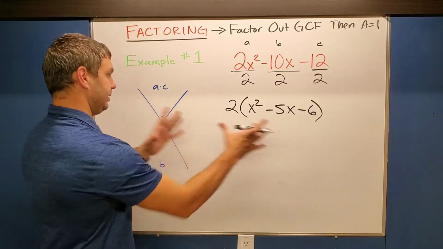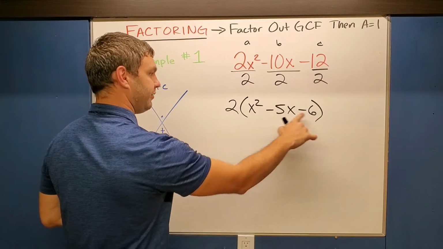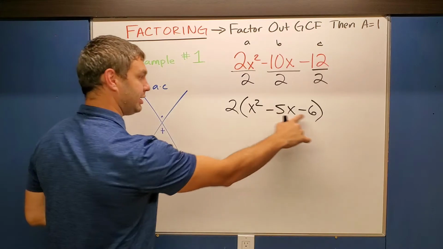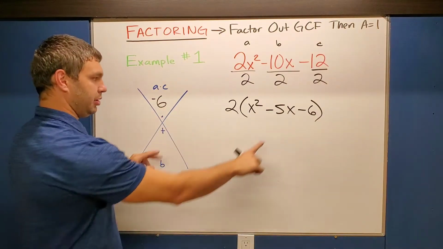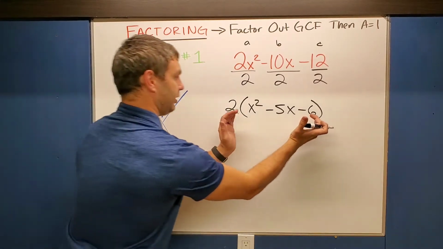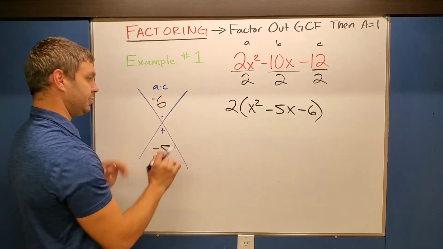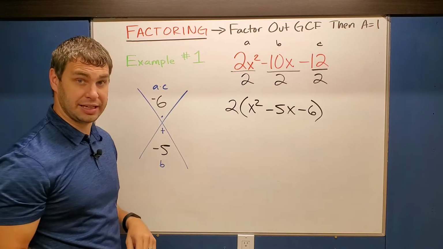If you remember, my new A, B, and C is 1, negative 5, and negative 6. So if I have my graphic organizer, I put my A times C, 1 times negative 6, out here, that's negative 6. And then down below goes my B term, which is now negative 5. Remember, you have to use the leftover part. You can't go back to your original. You have to use this new A, B, and C when you do this. Then I need 2 numbers that multiply to be negative 6 and add to be negative 5.